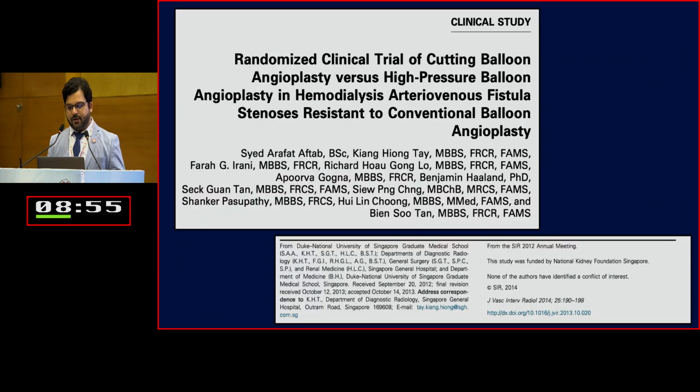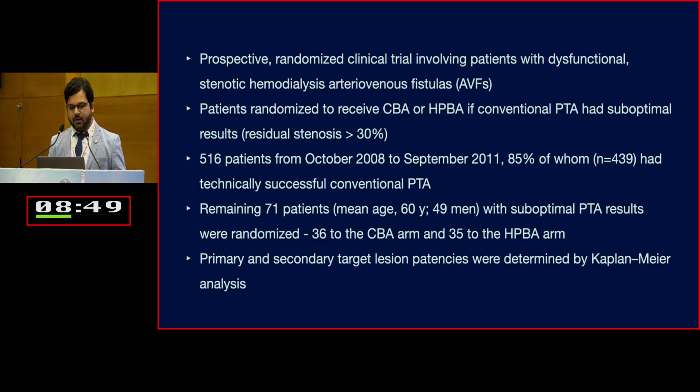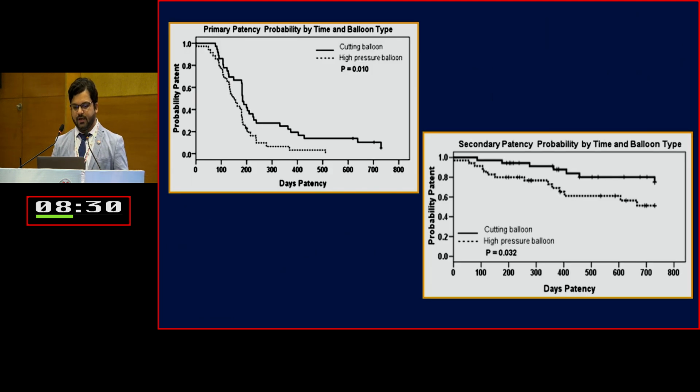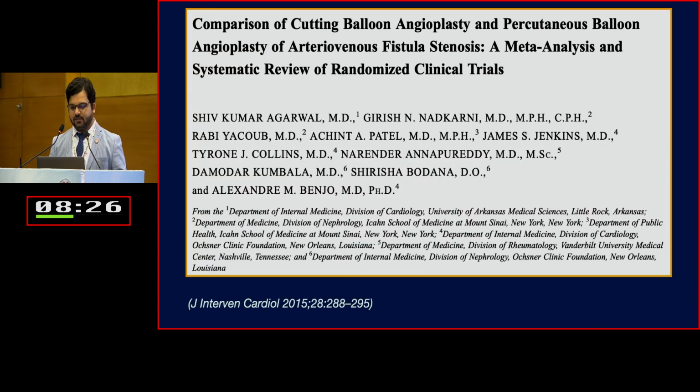Then there was a randomized clinical trial of cutting balloon angioplasty versus high pressure balloon angioplasty. This study was done in Singapore, again a prospective randomized trial. Around 71 patients were randomized, 36 to cutting balloon and 36 to the high pressure balloons, and the 6 months secondary target lesion patency was significantly higher in the cutting balloon group, as we can see in the charts. So cutting balloon again performed better in these studies.